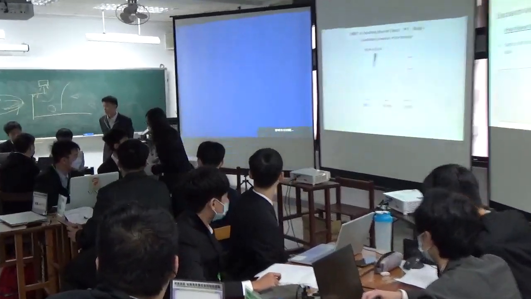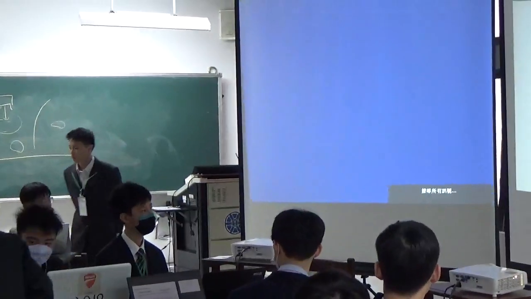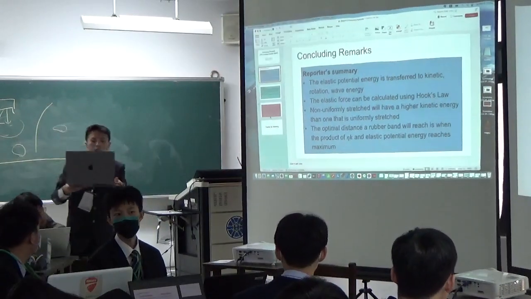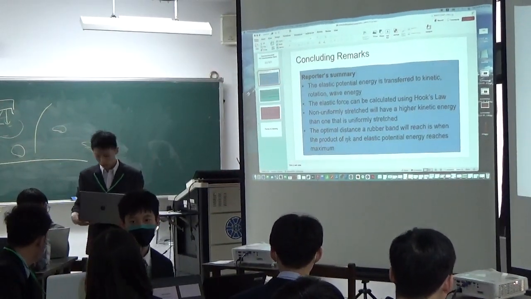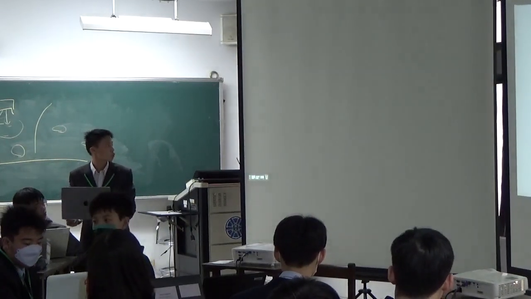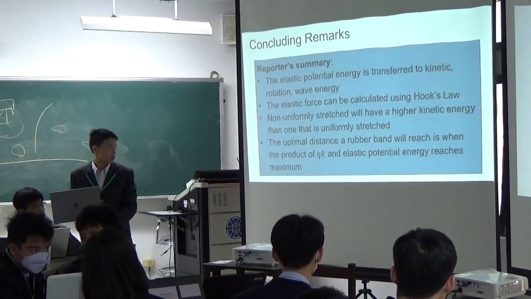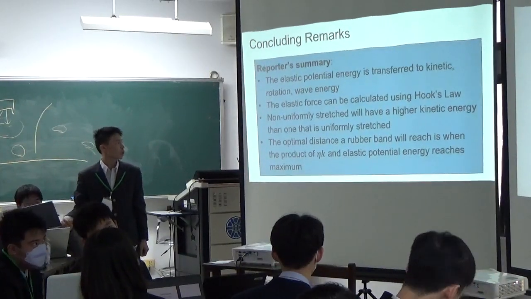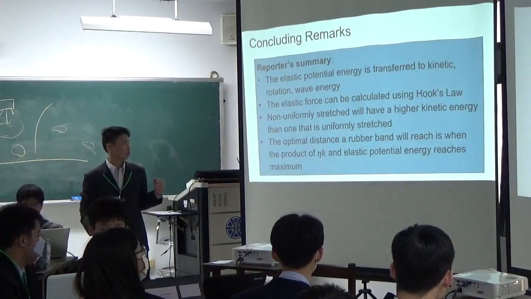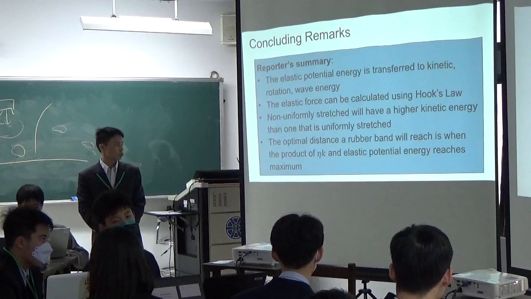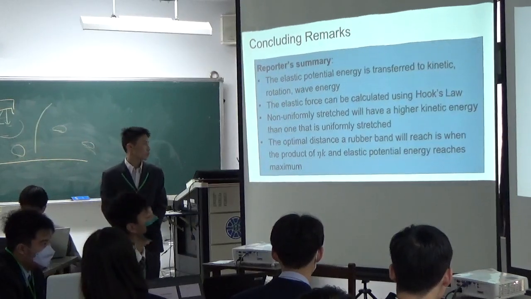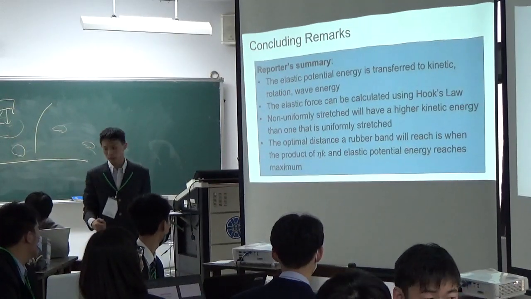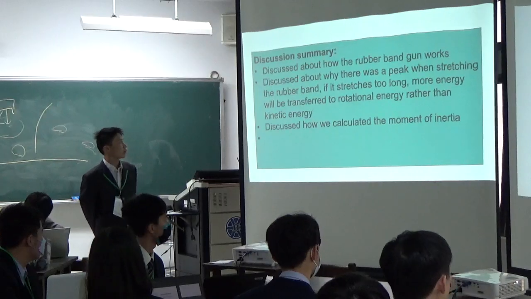Okay, so here's the concluding remarks of the reporter. First, the reporter summary. The elastic potential energy is transferred to kinetic energy, rotation, and wave energy. The elastic force can be calculated using Hooke's law, and a non-uniformly stretched rubber band will have a higher kinetic energy than one that is uniformly stretched, which we proved in our experiment. And the optimal distance a rubber band will reach is when the product of eta, k, and the elastic potential energy reaches the maximum.